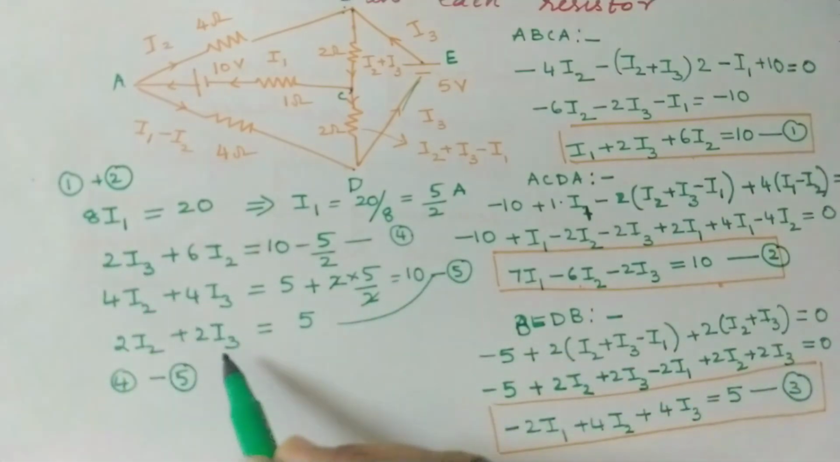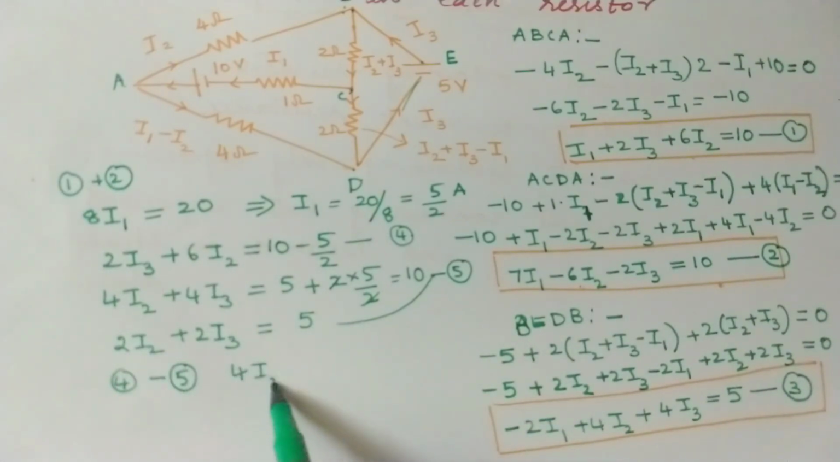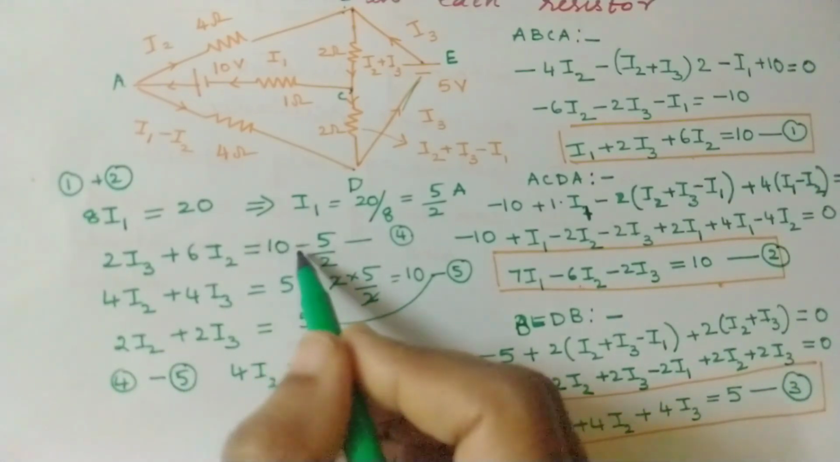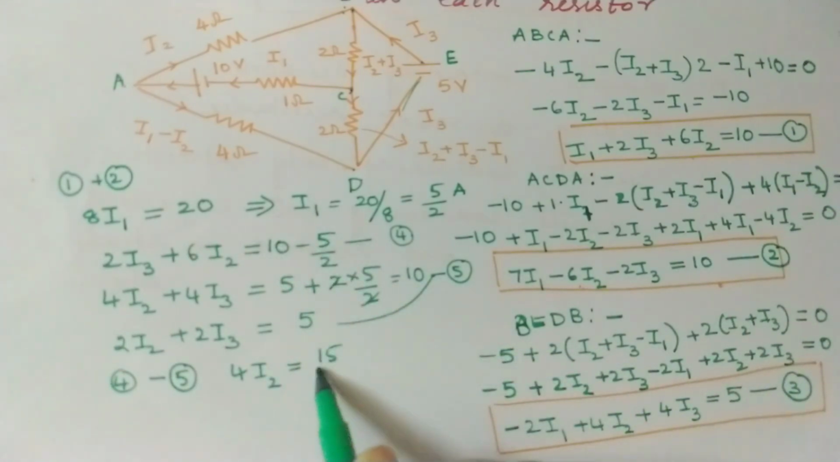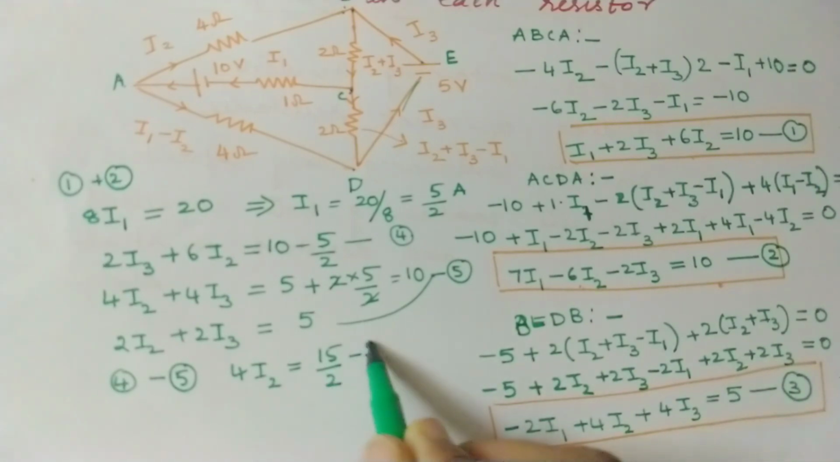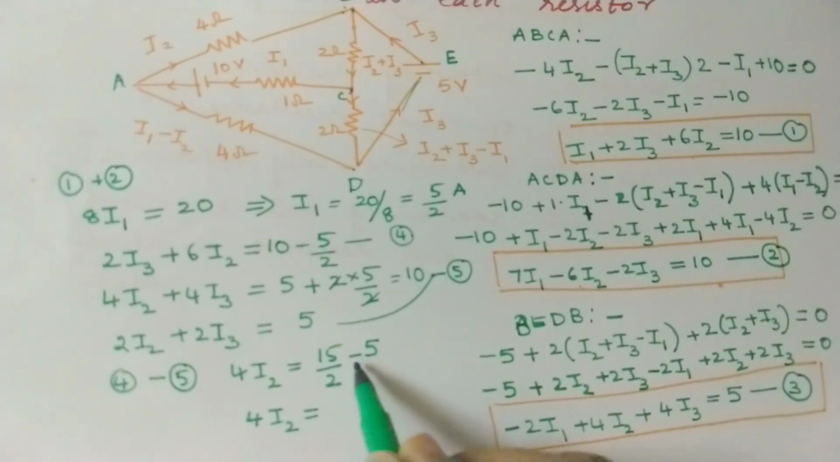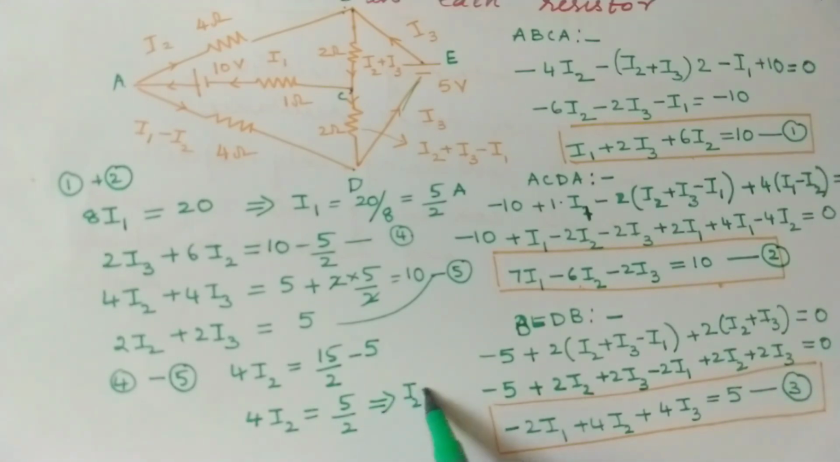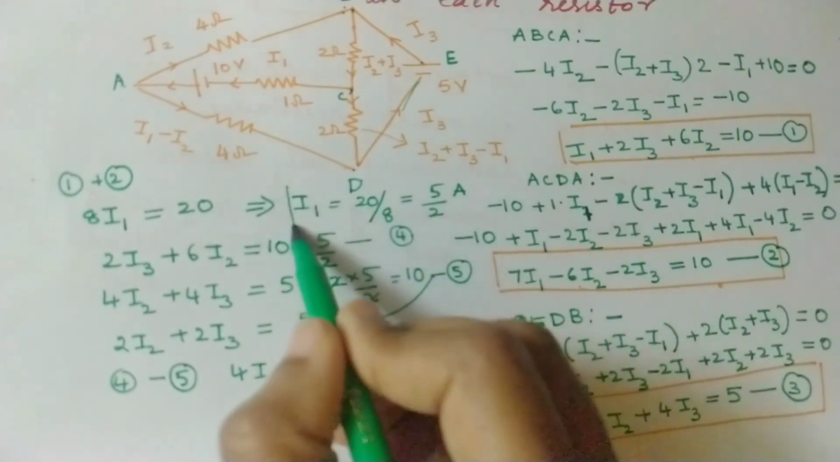Subtract them. 2I3 minus 2I3 will get cancelled. 6I2 minus 2I2 is 4I2 equals 10 minus 5 by 2, which is 20 minus 5 by 2, that is 15 by 2, minus 5, or 4I2 equals 15 by 2 minus 5, that will be 5 by 2, implies I2 is equal to 5 by 8. See, we got the value of I2. We even got the value of I1.